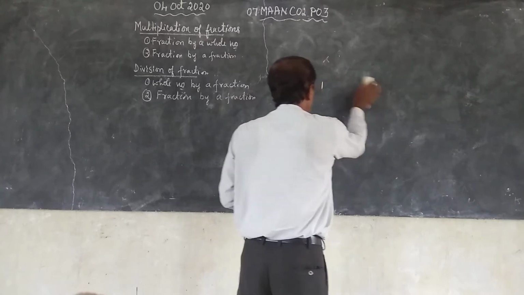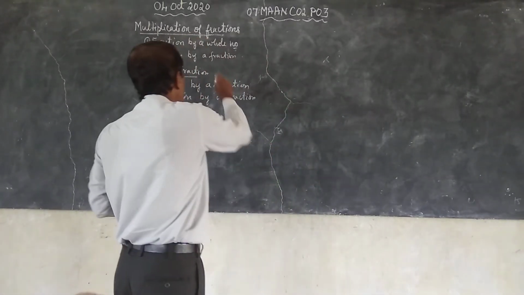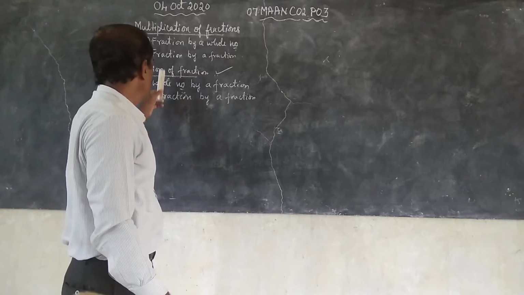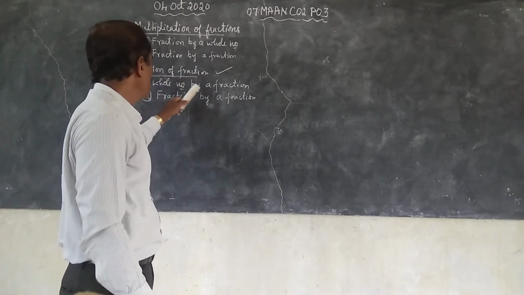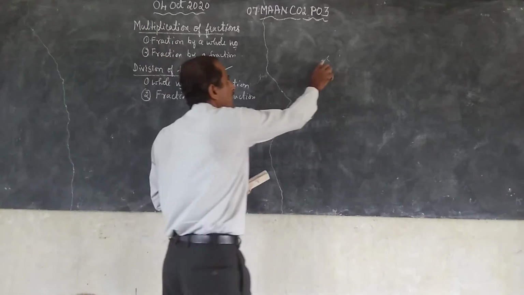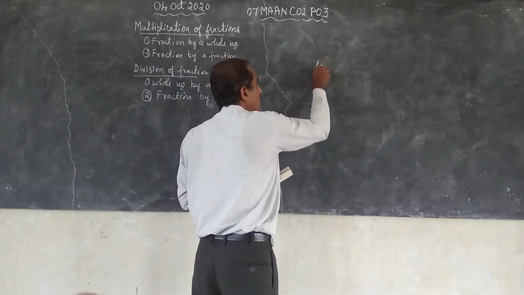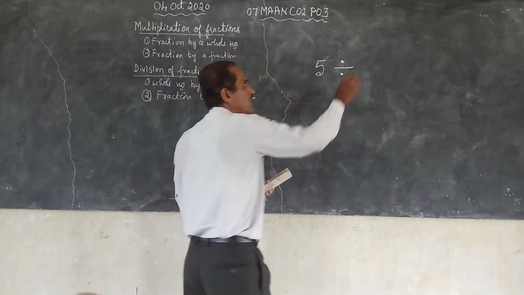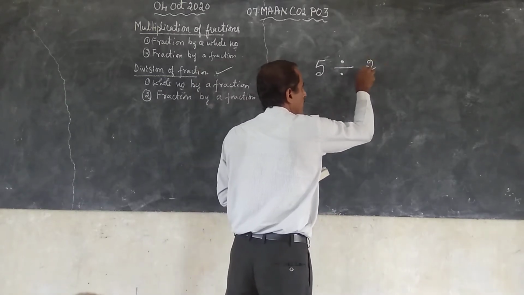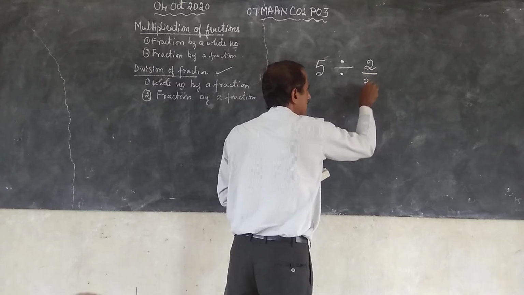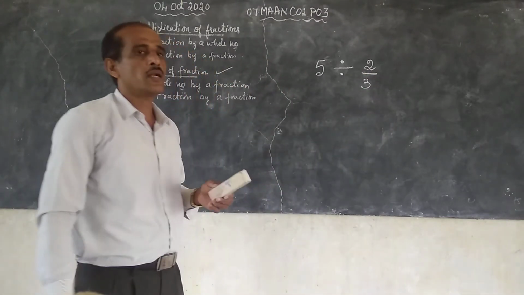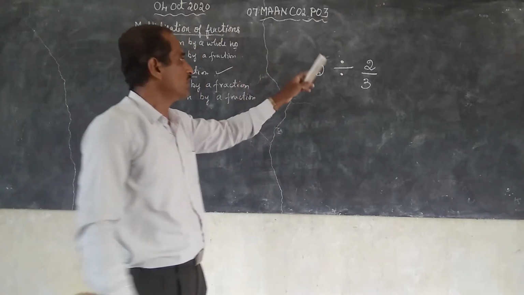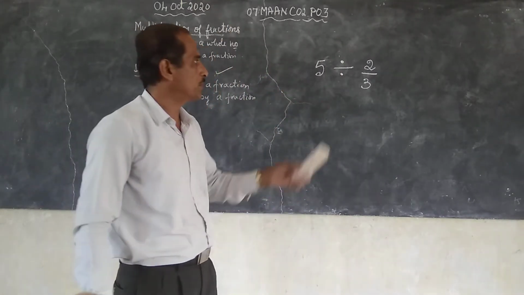Next, division of fractions. How to divide the fractions? Another question. How to divide? The division of fractions, a whole number by a fraction. For example, 5 is a whole number by another fraction. Let us divide. This is a division sign. Divide 5 by 2 by 3. Divide 5 divided by 2 by 3. So this is how to do this problem.